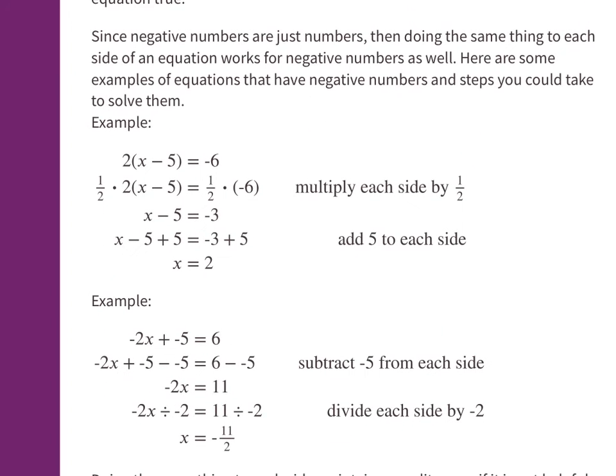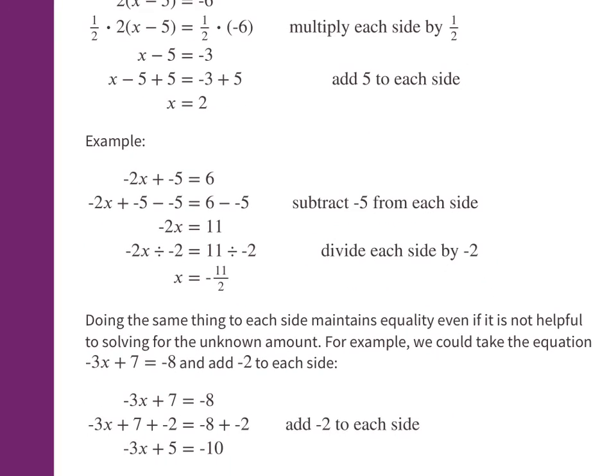Okay? So the first one, 2 times x minus 5 equals negative 6. So get rid of parentheses. They multiply by half, but that's the same as dividing by 2. And then x minus 5, to get rid of the minus 5, they add 5 to both sides. So negative 3 plus 5 is 2.